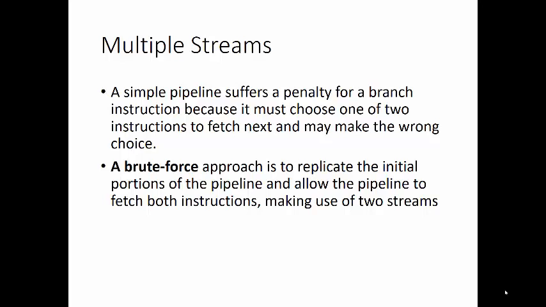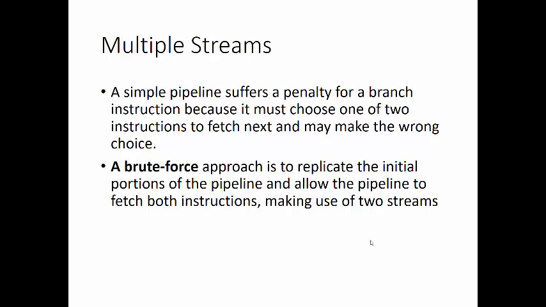So this is a solution to the problem of dealing with branches from the control hazards portion, and this is called multiple streams. A simple pipeline suffers a penalty for branch instructions because it must choose one of the two instructions to fetch next, and there's a possibility that it makes the wrong choice. A brute force approach is to just replicate the initial portions of the pipeline and allow the pipeline to fetch both instructions, making use of two streams.